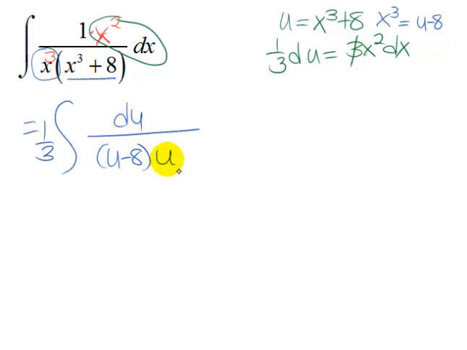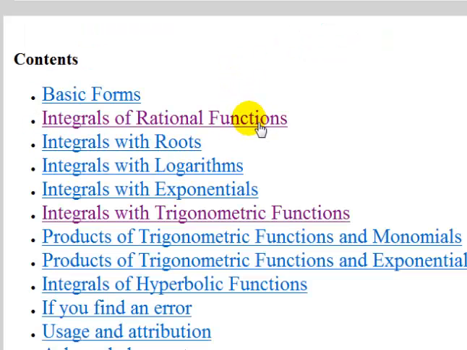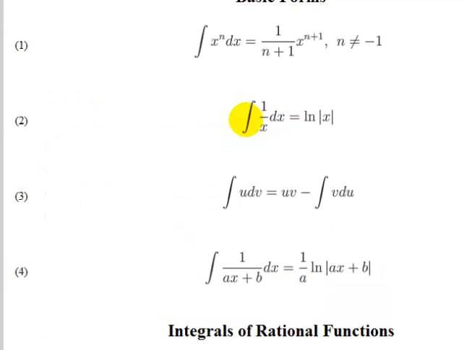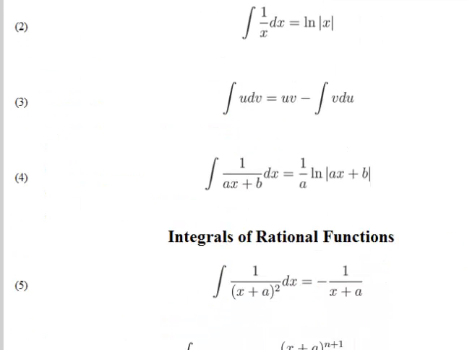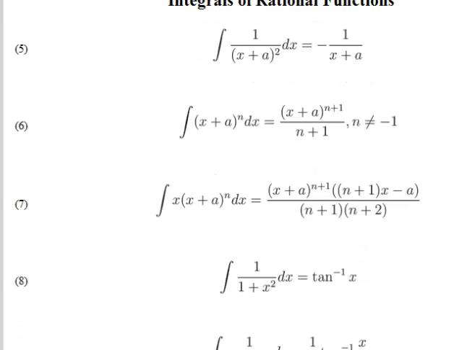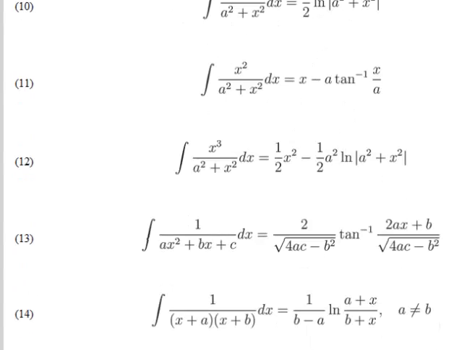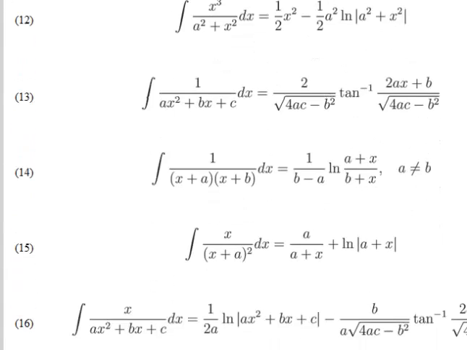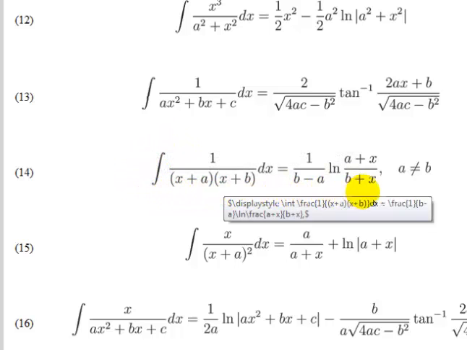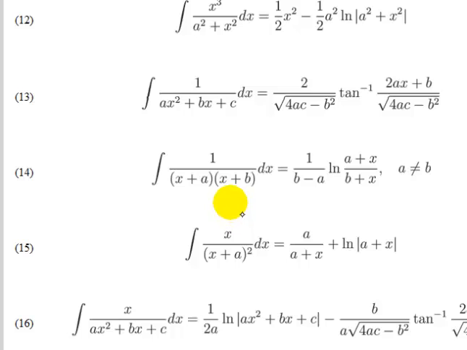We will look for a rational function that has this product in the denominator. So I first want to choose integrals of rational functions, and then I'm going to scroll down and have a look at these, looking for something that would fit that form. Actually, if I look here at number 14, I can see that this is essentially what I have, because I just had a u, but this could be u plus 0. So this one would work.